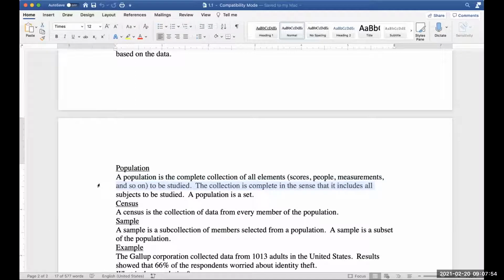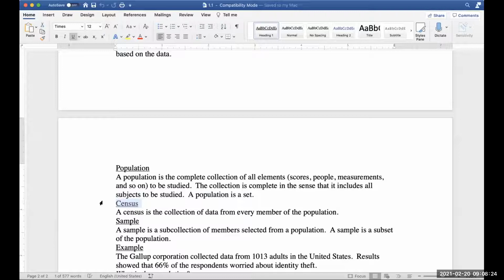A population is a collection that is complete in the sense that it includes all subjects that are to be studied. So formally, a population is a set. So what is a population? It is a set.